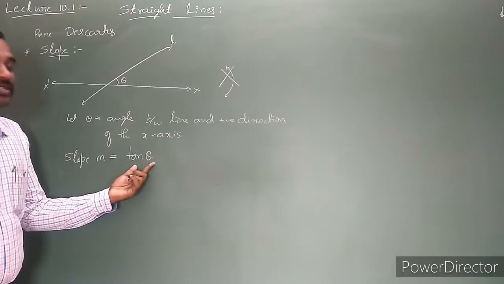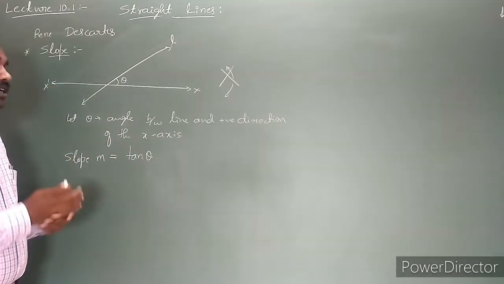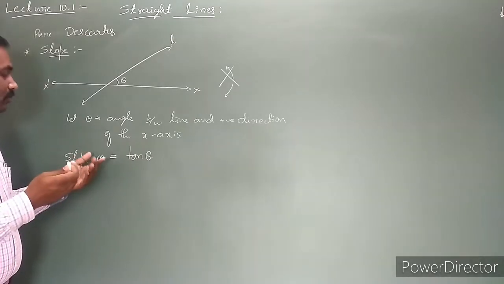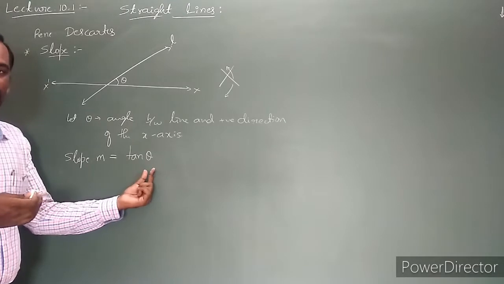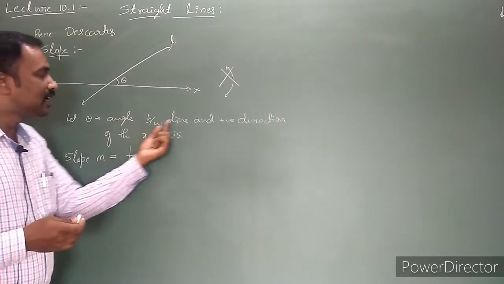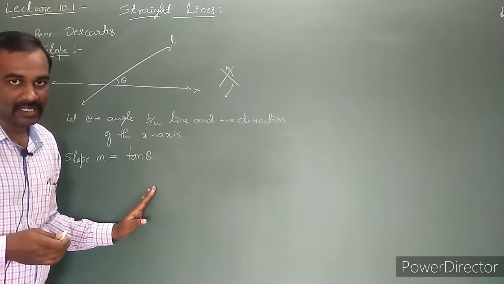So m is equal to tan theta, that we just get the required slope of the line. What is the slope of the line? Slope of the line is denoted by m and given by tan of theta, where theta is the angle between the given line and the positive direction of the x-axis.